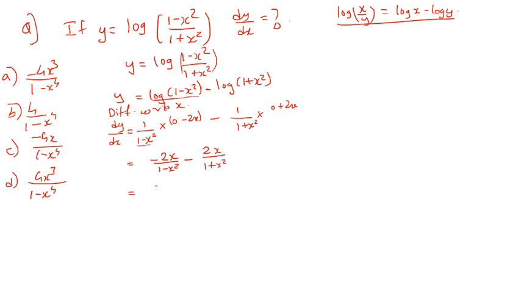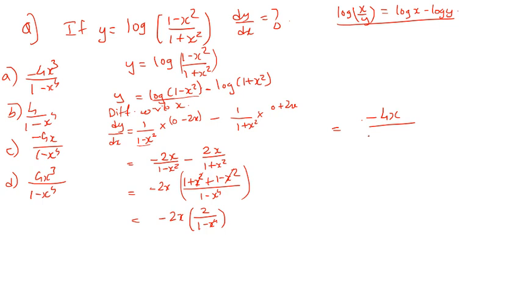If you simplify this by taking minus 2x common, you will get 1 plus x square plus 1 minus x square, and down this will become a square minus b square. A plus b into a minus b becomes 1 minus x to the power of 4. Now the x square terms cancel, so 1 plus 1 is 2. So minus 2x into 2 divided by 1 minus x to the power of 4. What is your final answer? Opening the bracket, that is minus 4x divided by 1 minus x to the power of 4. This is the right answer.